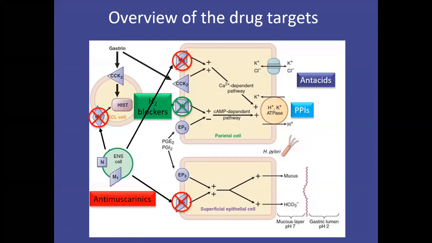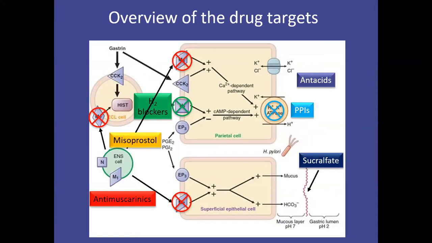And then we have PPIs, which block the final common pathway in the acid production. And then these were the anti-secretory drugs, antacids, anti-secretory drugs. And then we have the sucralfate, which binds directly with the ulcer and coats it. It creates a physical barrier between the HCl and the ulcer. So it is a cytoprotective.